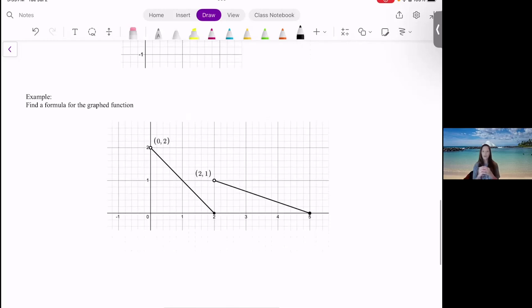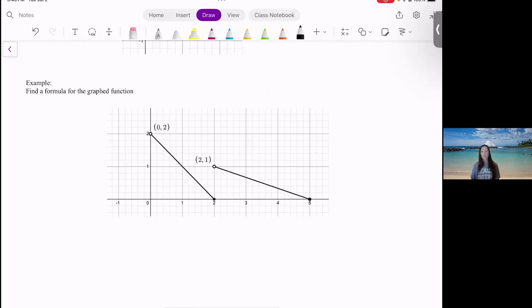This graph now involves some open circles, which means my inequalities will be less than or greater than. They will not include the value. I have an open circle at the point 0, 2. I have an open circle at the point 2, 1. I have a closed circle at the point 2, 0, and a closed circle at the point 5, 0.